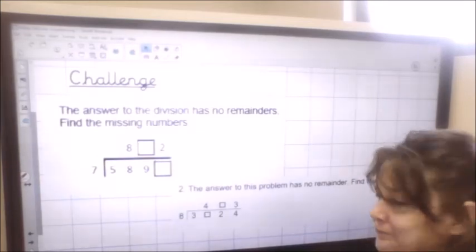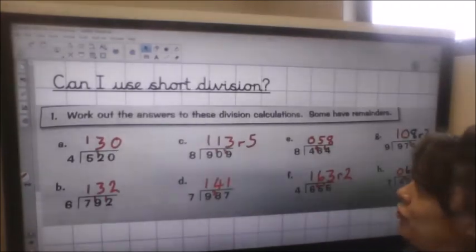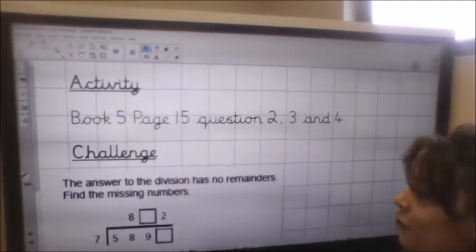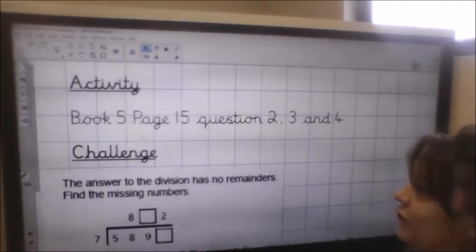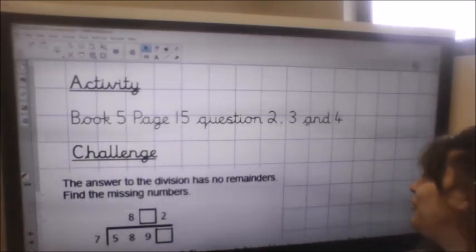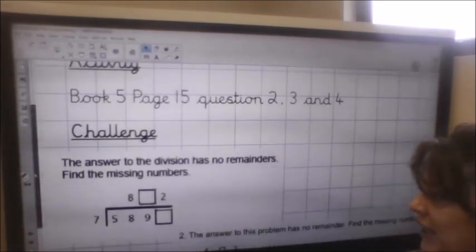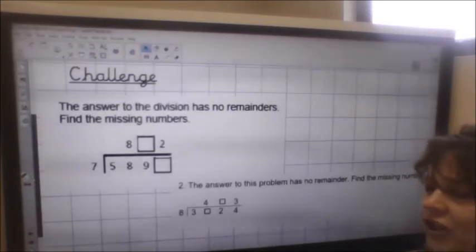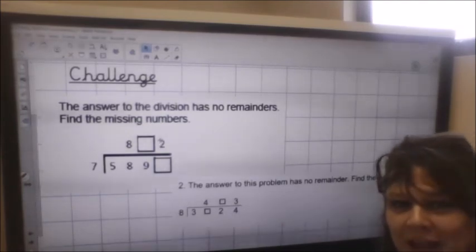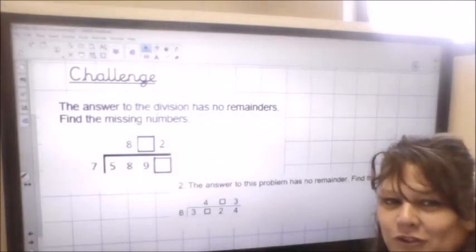Okay, so going back up, where I was, page 15, questions 2, 3, and 4. Okay, 2, 3, and 4, and then you've got the challenge on the board here. So you've got some calculations that you're going to do. All right, I am sure you're going to fly through these, and I'm looking forward to seeing what you do.